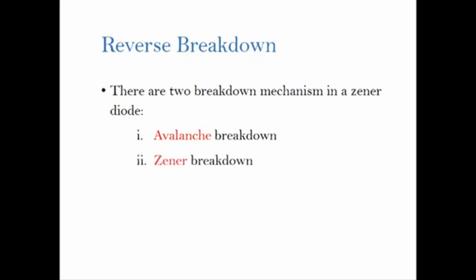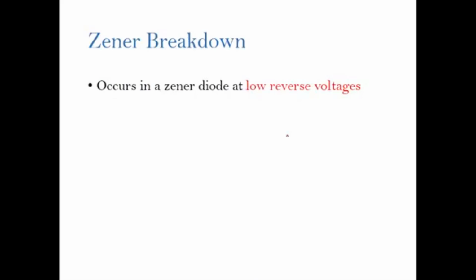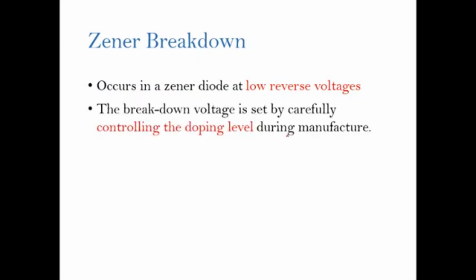Another one is the Zener breakdown. Avalanche breakdown occurs in both regular and Zener diodes at sufficiently high reverse voltage. So the keyword is high reverse voltage. The avalanche breakdown only occurs at high reverse voltage. But then we have the Zener breakdown, which occurs in the Zener diode at low reverse voltage. This low reverse voltage is the one that we design. This is what is decided by the manufacturer.